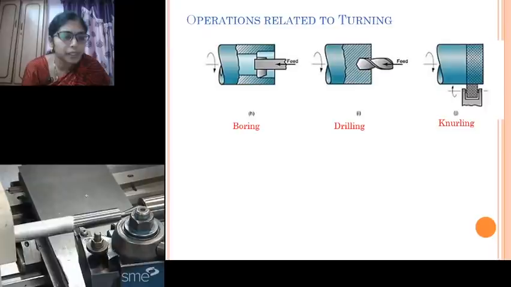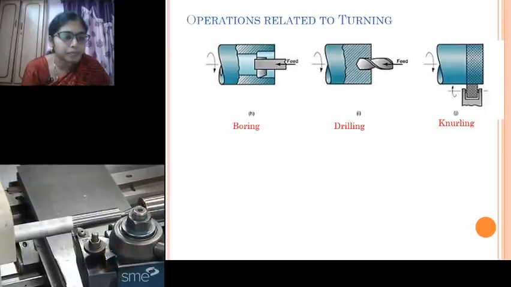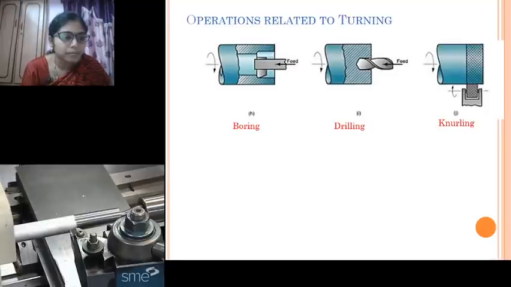This is a taper turning operation, done by offsetting the tailstock center line or by using a taper attachment. Short, steep tapers can be turned using a compound rest.